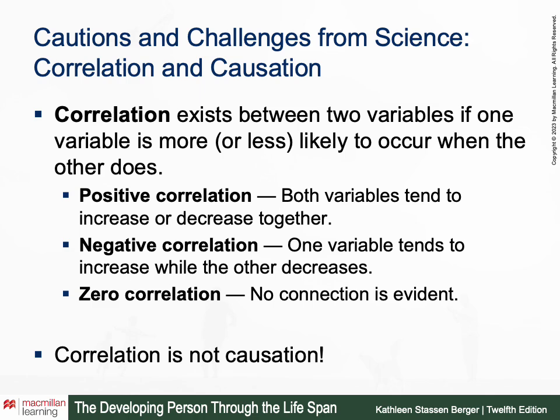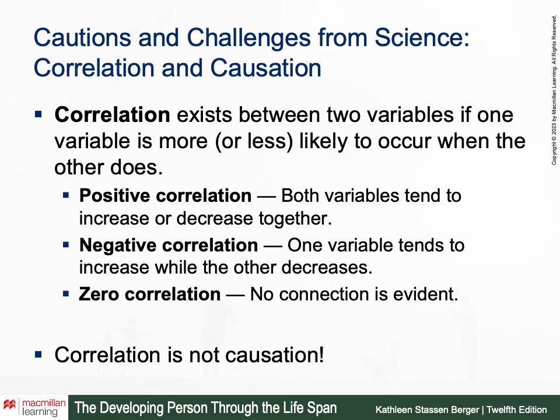So as we're talking about science too, and sometimes as it's misinterpreted, we're going to talk a little bit about correlation and causation, because they're two different things. Correlation happens between two variables if one variable is more or less likely to occur when the other one does. So a positive correlation, both things tend to increase or decrease together. Negative correlation, one increases and one decreases. And then zero correlation means no connection.